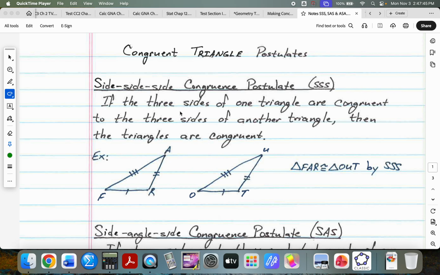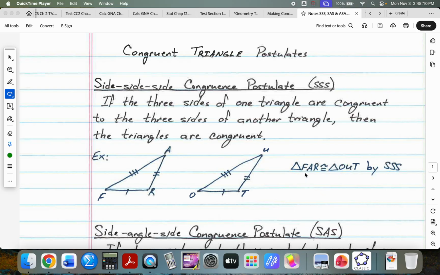So, if the 3 sides of one triangle are congruent to the 3 sides of another triangle, then the triangles are congruent. In other words, if all the sides are the same size, well, then the angles take care of themselves. So here, since these 3 sides are congruent to these 3 sides from one triangle to the other, the 2 triangles are congruent by side-side-side.